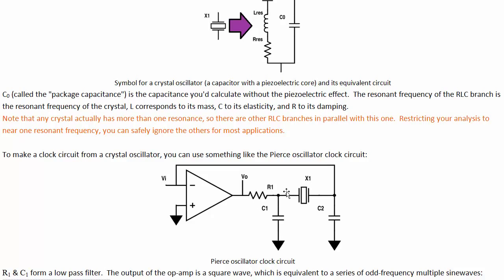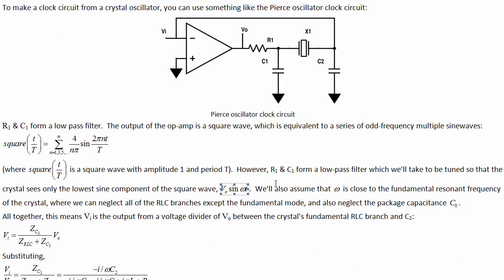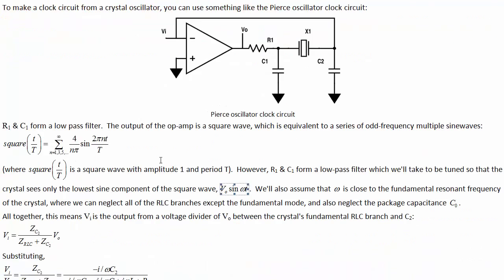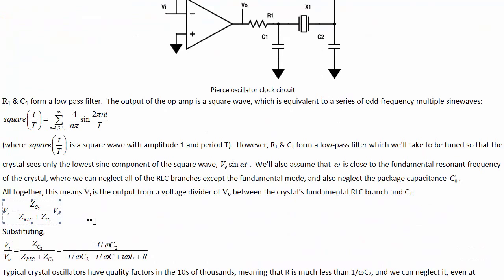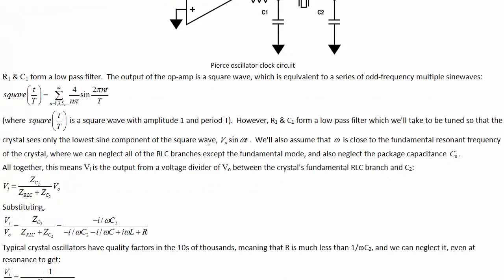This is outputting a sine wave to the input of this, and so we've got that sine wave output, which is a sine wave V0 sin omega t. And then what's the voltage here? The voltage here, the input to the op amp, is from a voltage divider between this RLC branch, C2, and the input V0. So we've got that VI is the impedance of C2 divided by the impedance of the RLC plus the impedance of C2. This is just a voltage divider on this section.